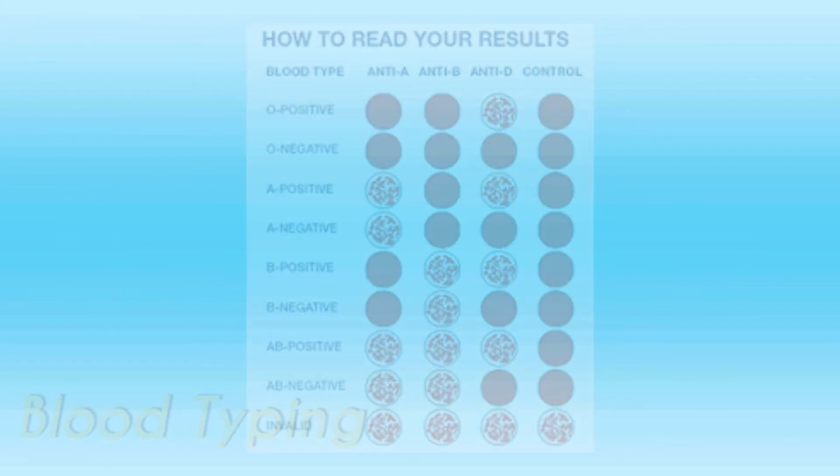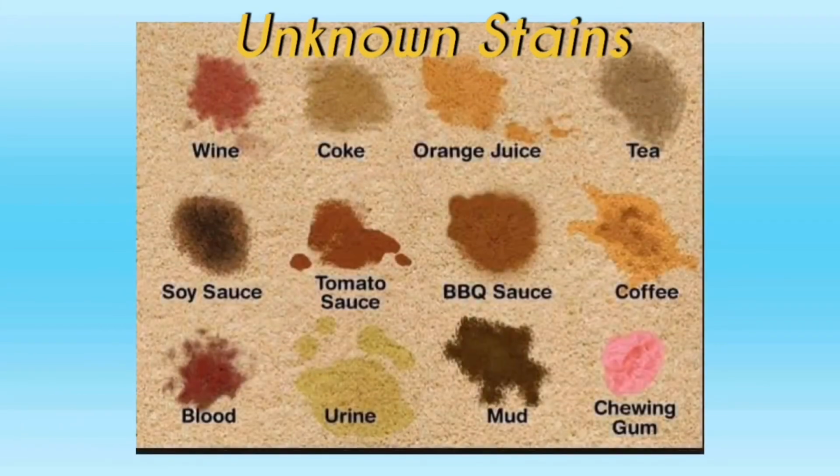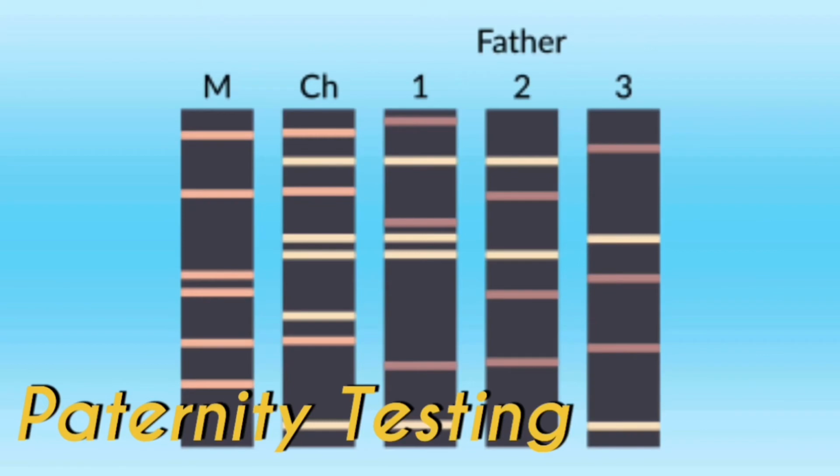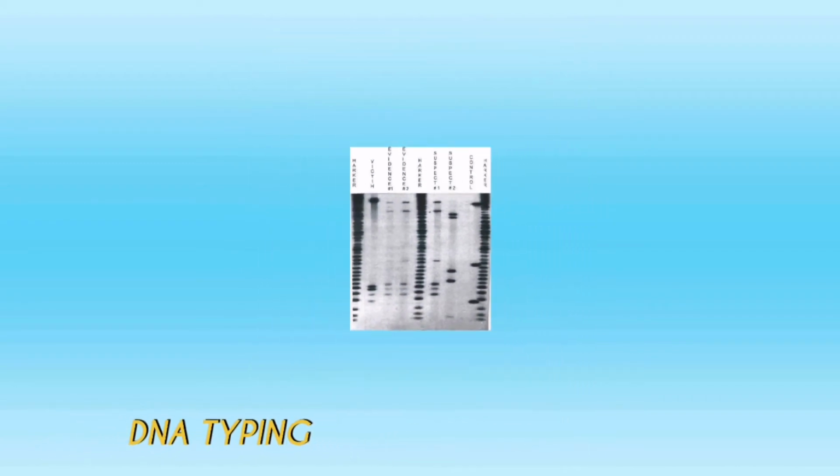Blood typing, unknown stains, blood spatter, paternity testing, seminal stain, and DNA typing.